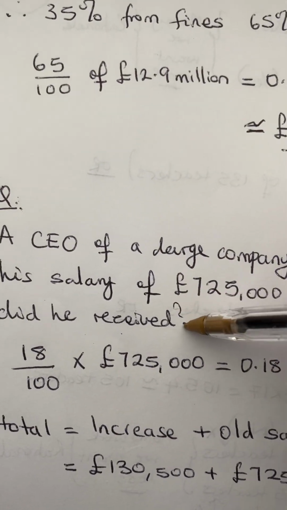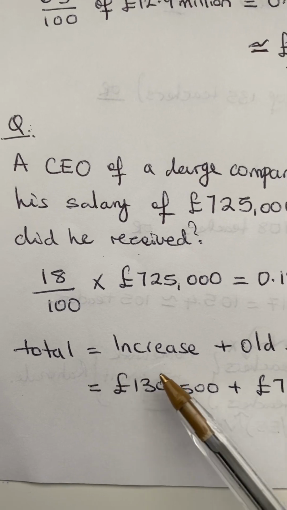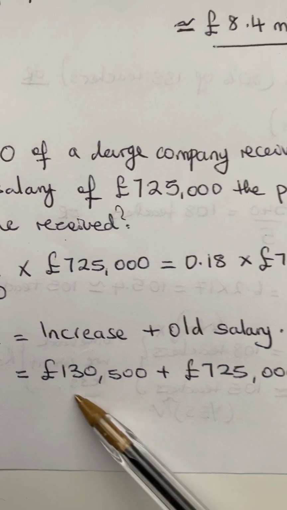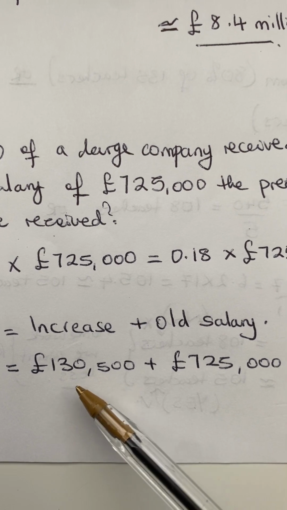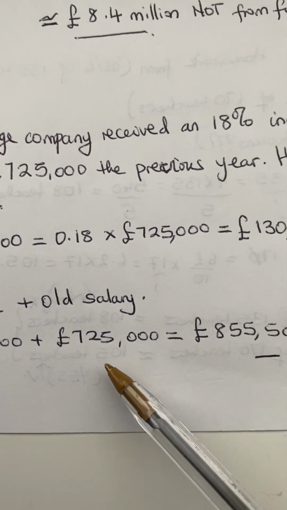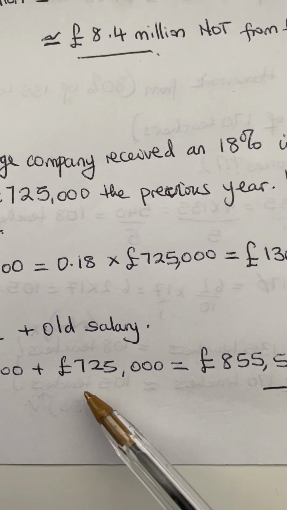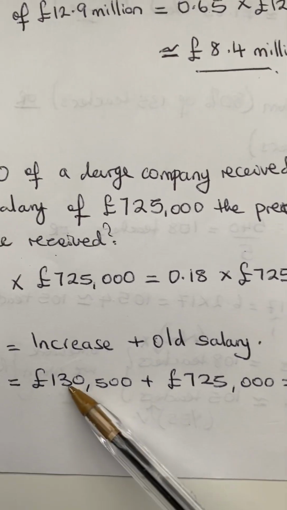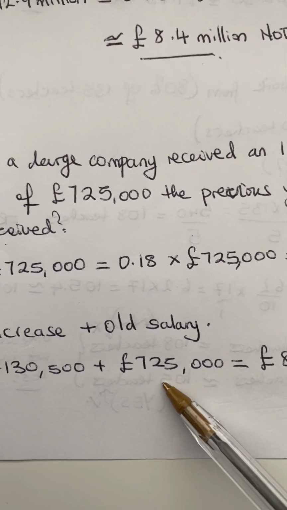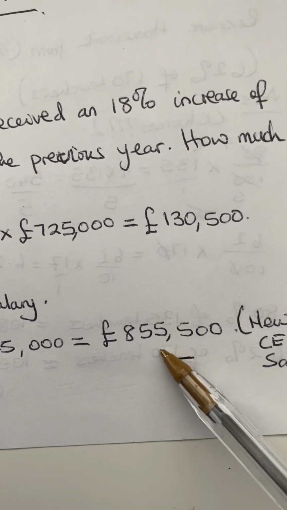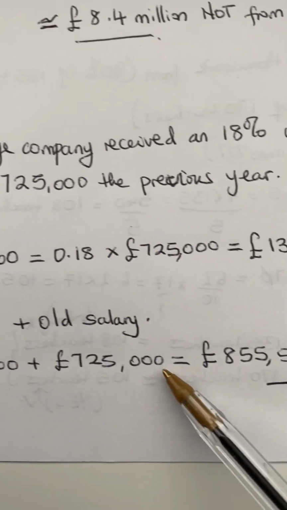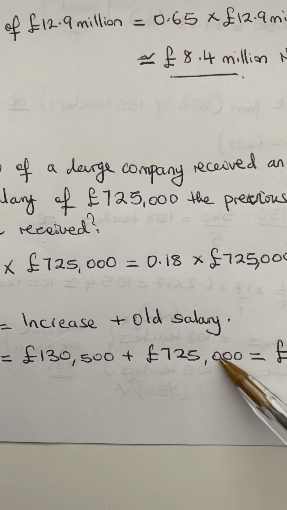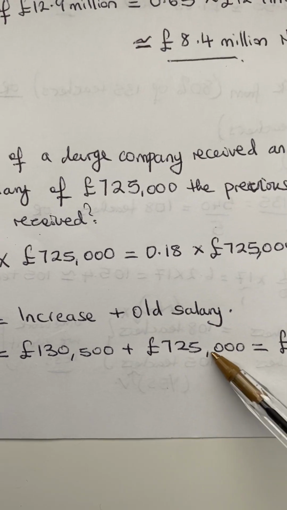Okay, for this year, the total will be increase plus old salary. Now the increase of 18% we just found to be 130,500 plus his previous year's salary will be 725,000. If you add them, if you add 130 plus 725, you are going to get 855, and then you add 500, or you can put it straight on the calculator. This is easy to work out, this part, if it's a non-calculator paper.